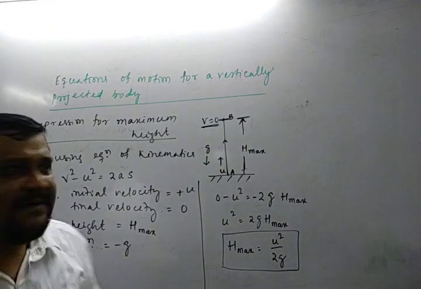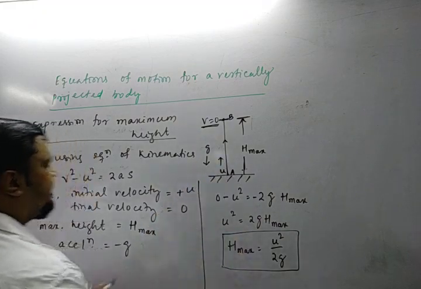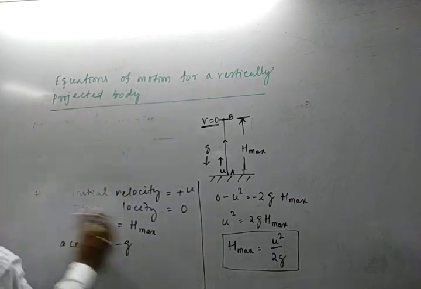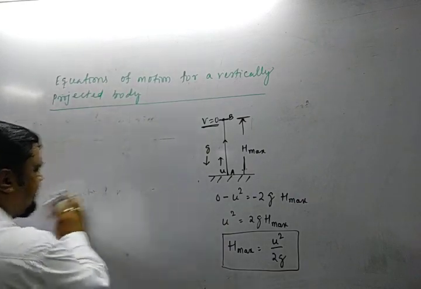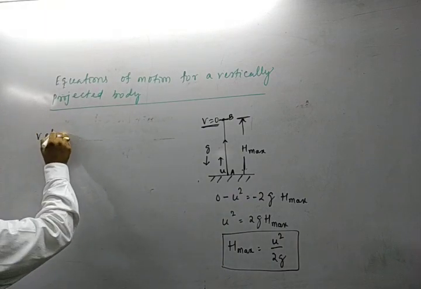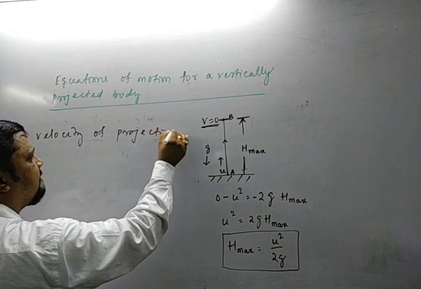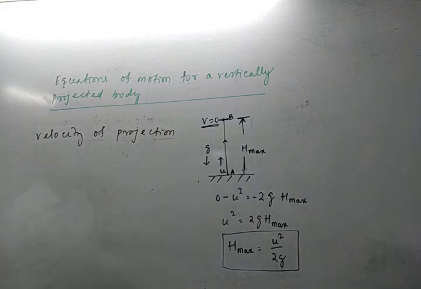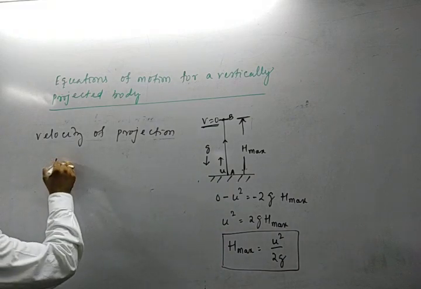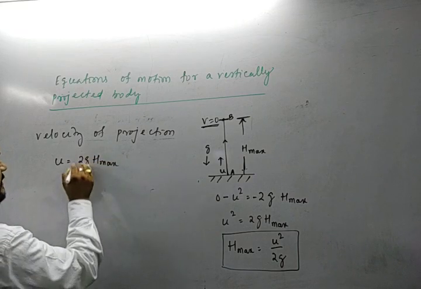Now, suppose in the same situation I ask you with what velocity the body is projected to go to the maximum height, from the same expression. Remember, these are problems of velocity of projection. Velocity of projection means u. What is the expression for u? Velocity of projection, u is equal to root over 2g h max.